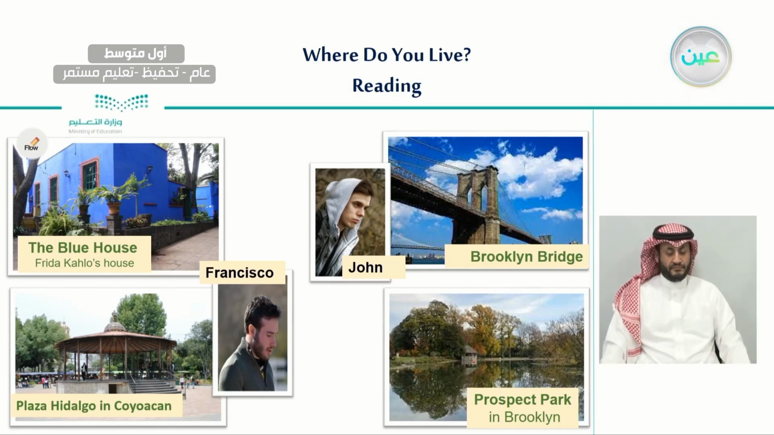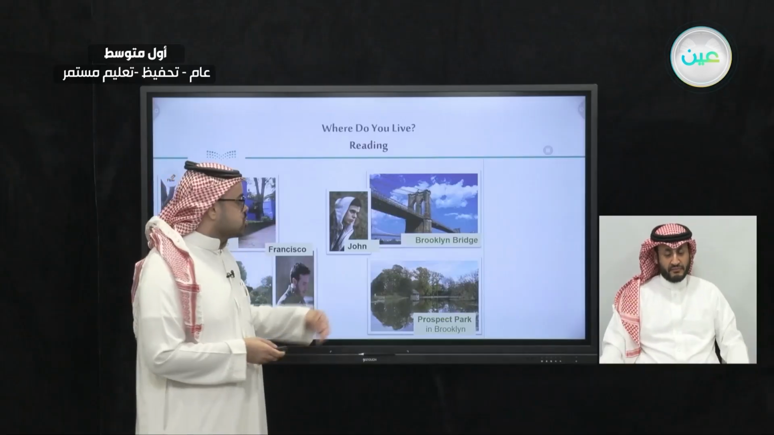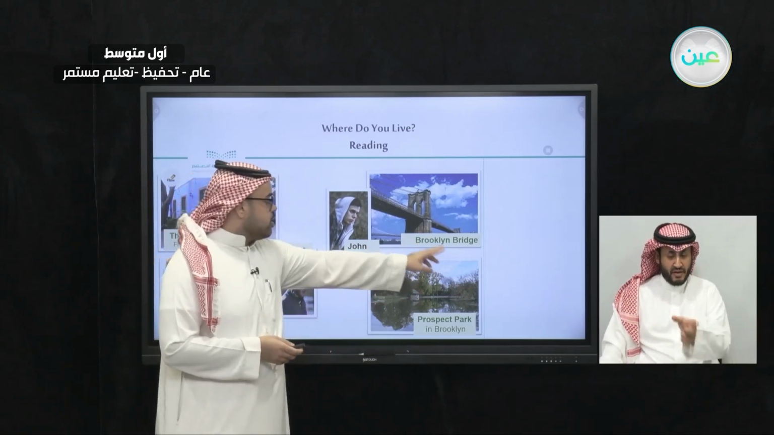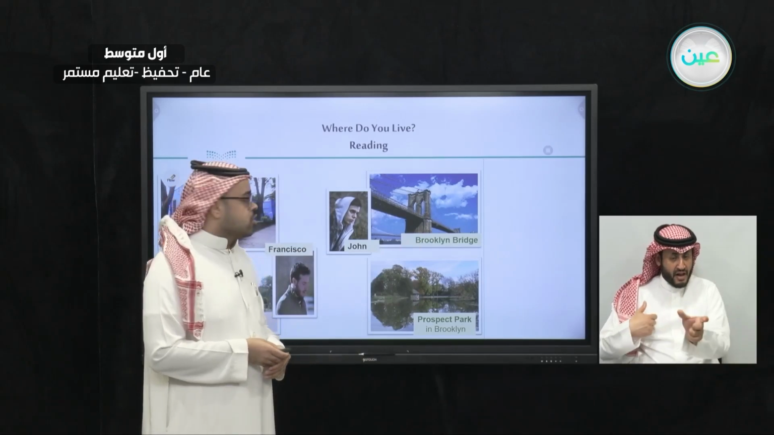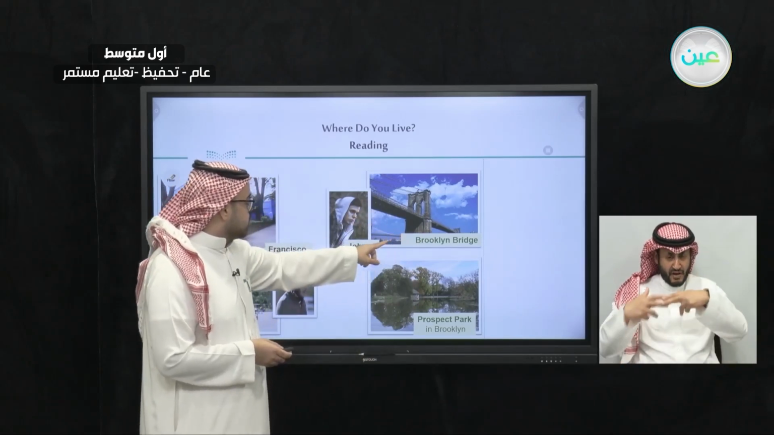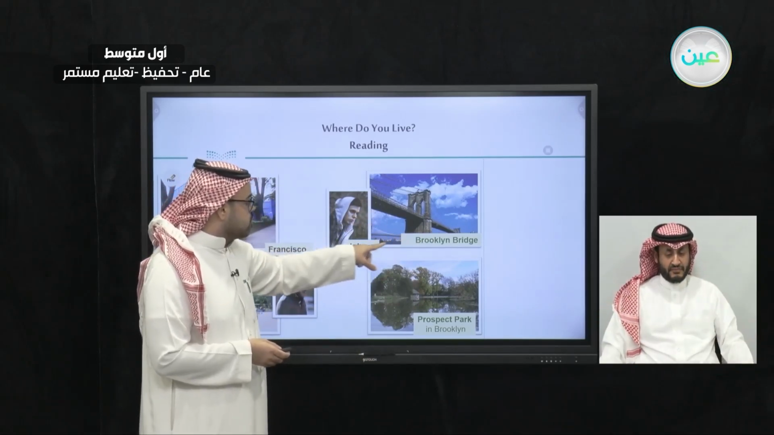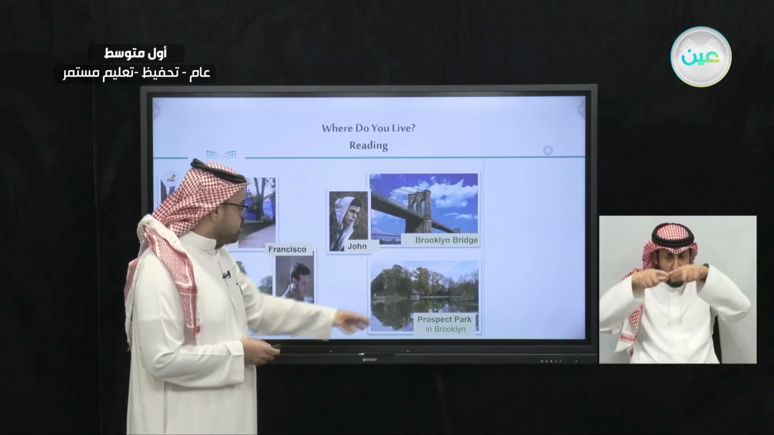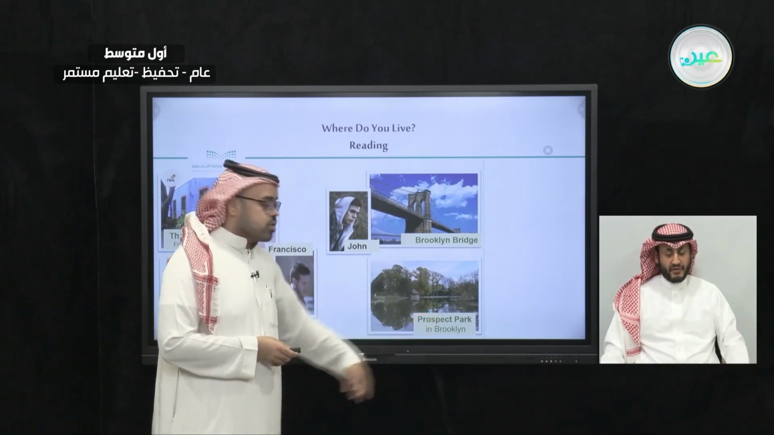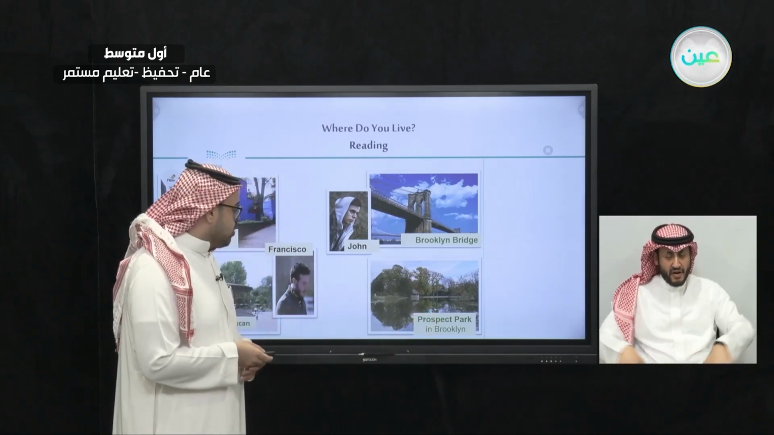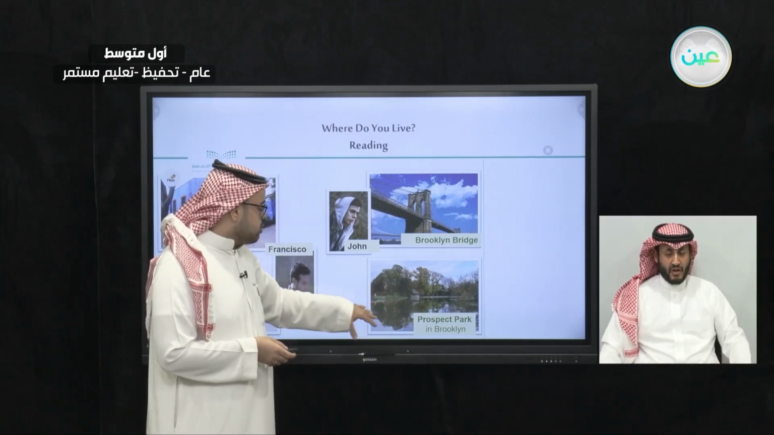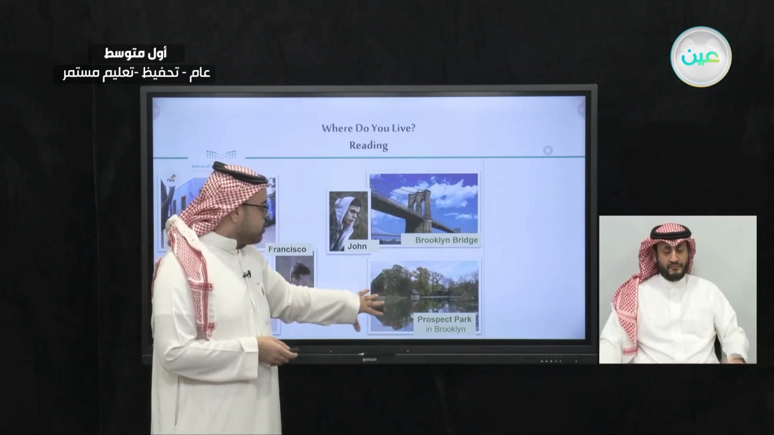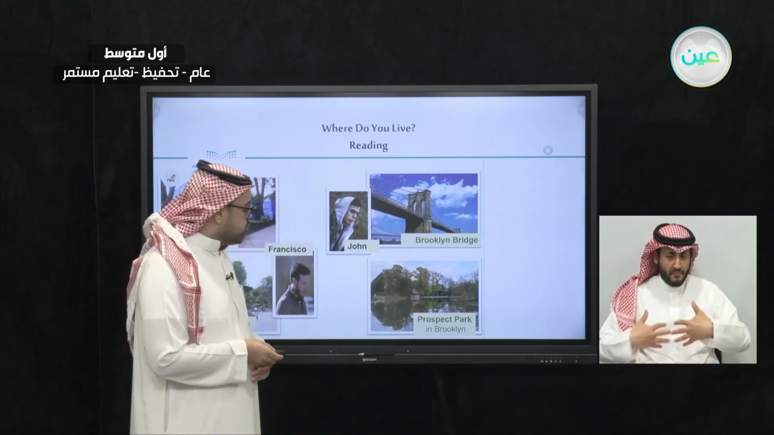So let's have a look at the other picture here, which is called the Brooklyn Bridge. Obviously, this is a bridge in the Brooklyn neighborhood. Here we can see a bridge, and we can see a sea as well. So obviously this bridge is above the sea. And also here we have Prospect Park in Brooklyn, as we have in our book. So this is a park, and here we have a river, and this may be a cottage. So it seems that this is a very good view.